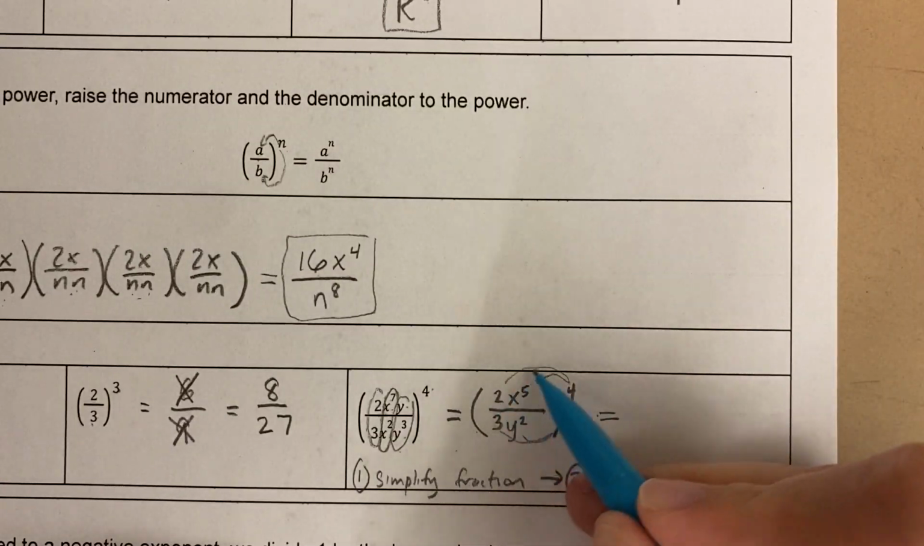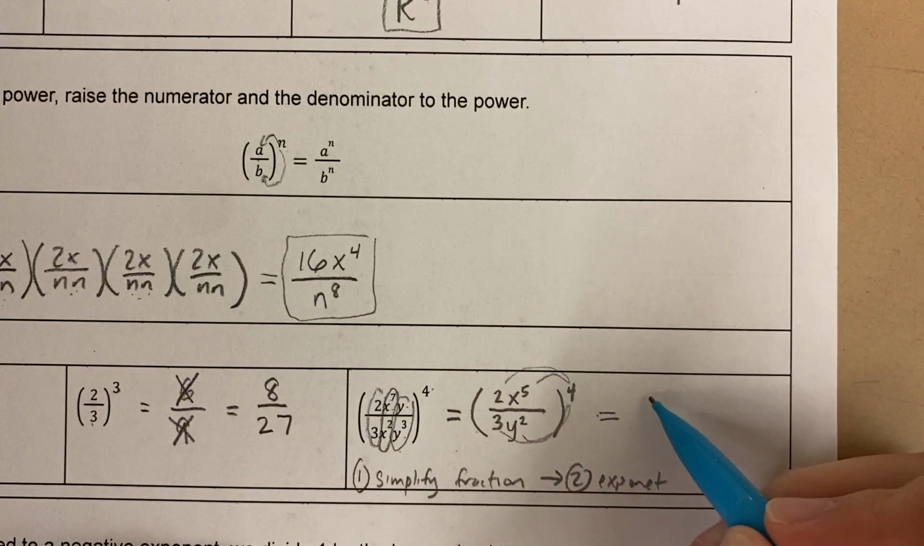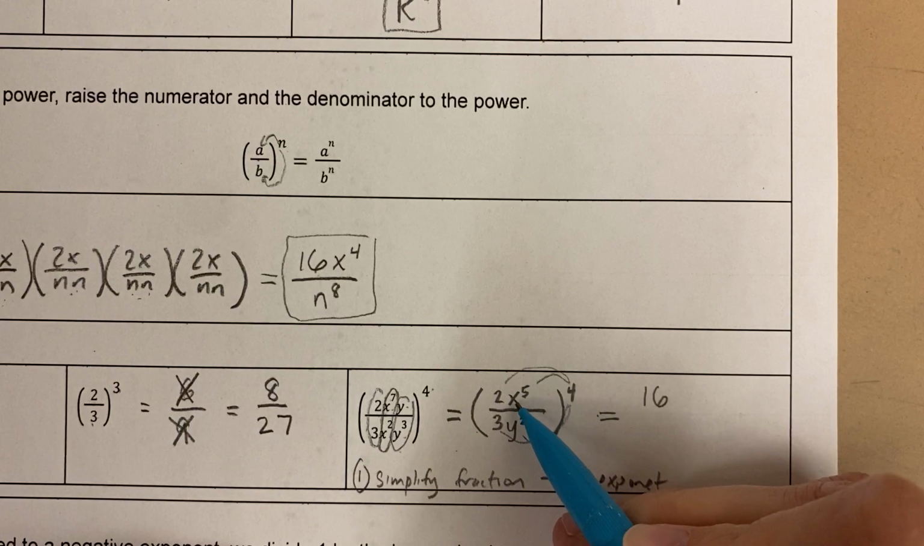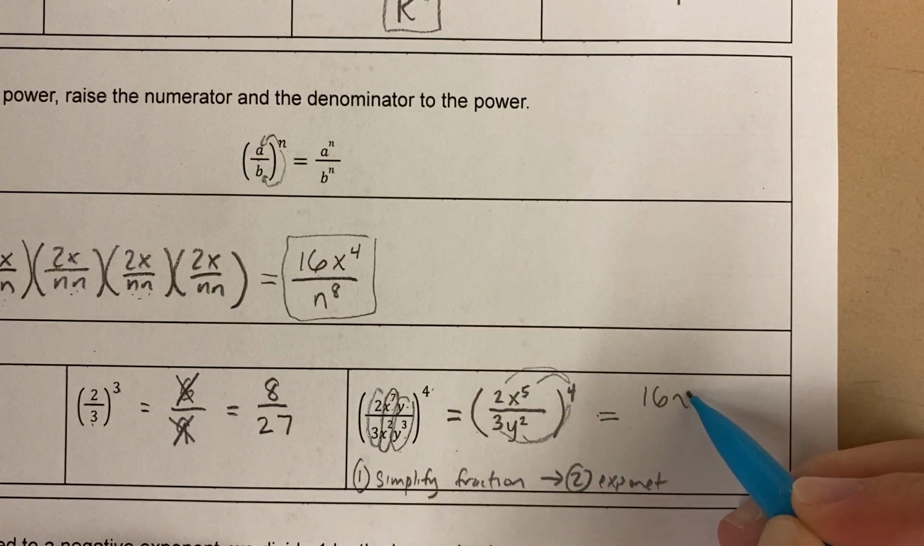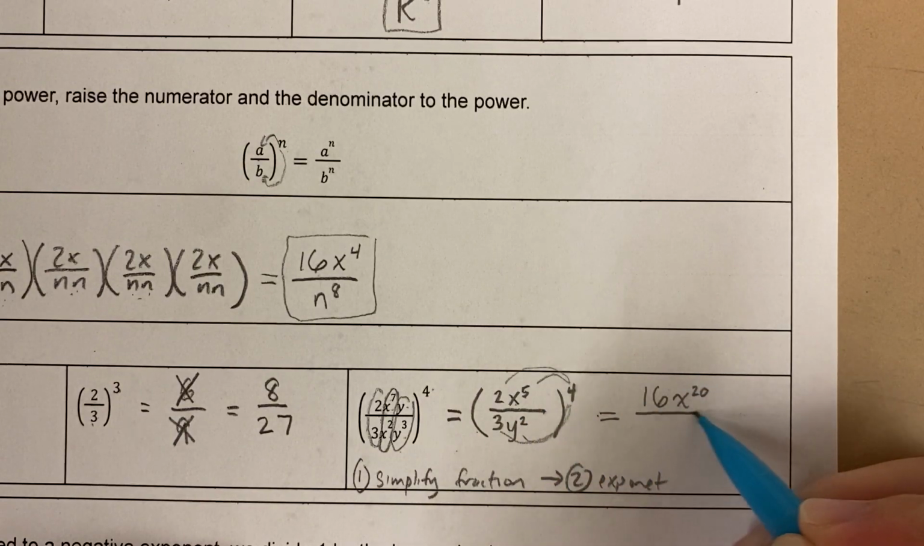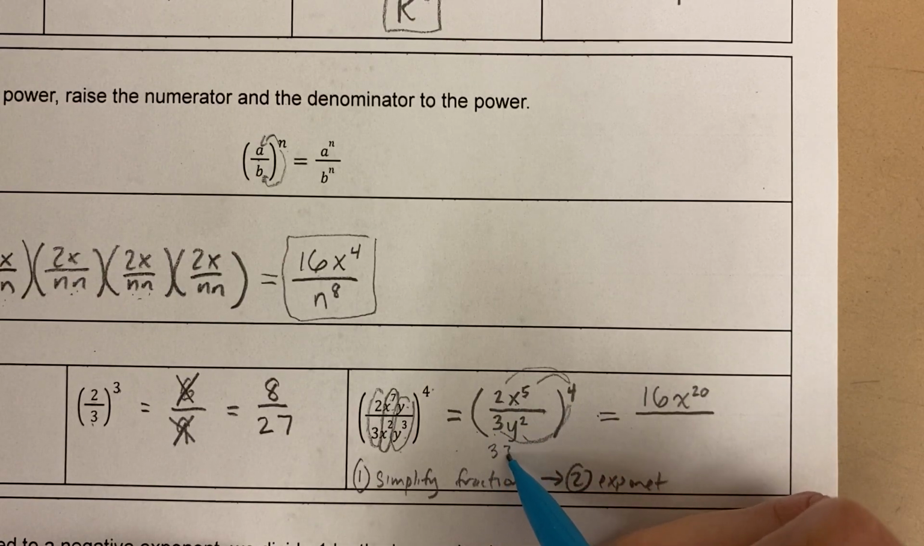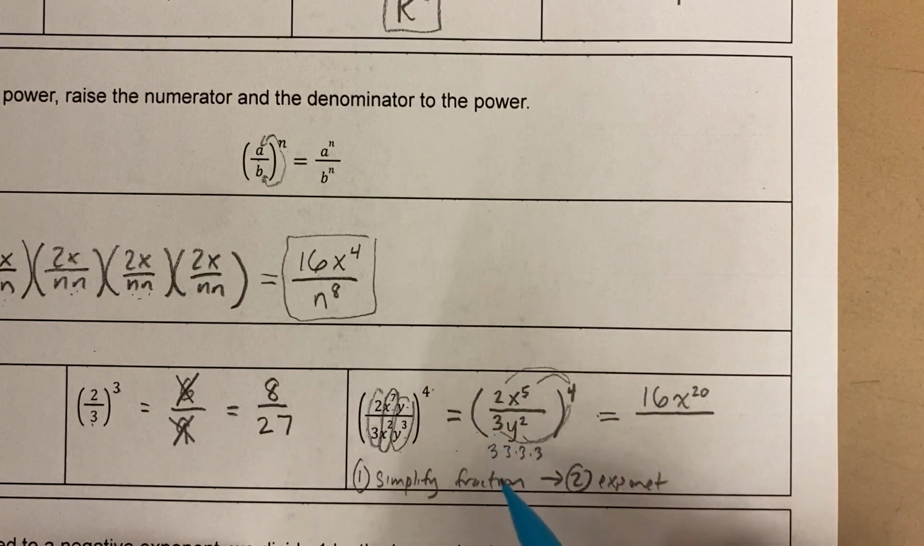Okay, so this is 2 to the 4th power. That's 2 times 2 times 2 times 2. That's 16. X to the 5th to the 4th power. That's 5 x's 4 times. That's x to the 20. 3 to the 4th power. That's, look, and I'm going to write it out just so I can make sure I do the math. This is 3 times 3. That's 9. Times 3 is 27. Times 3 is 81.